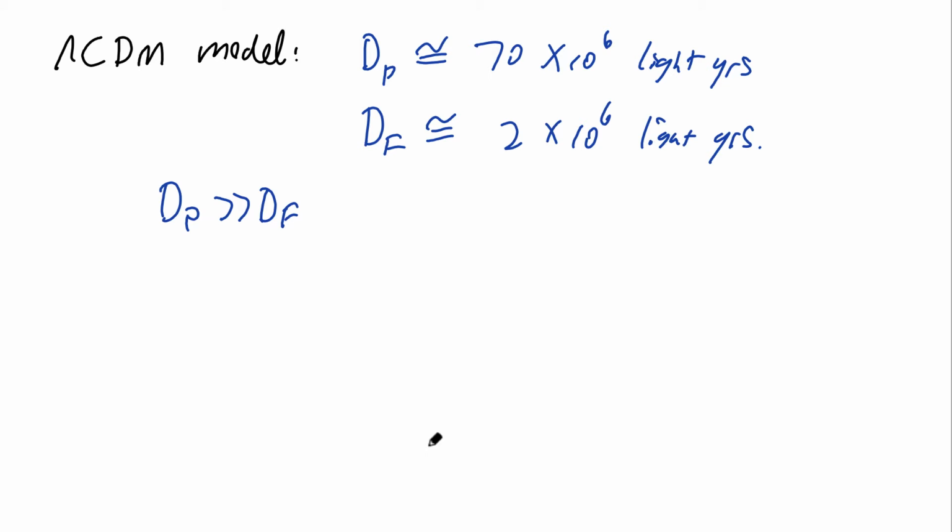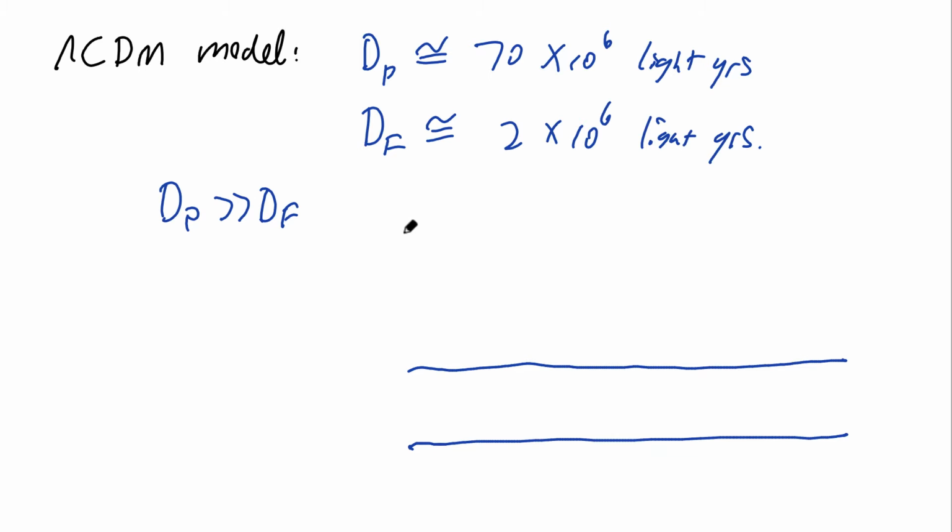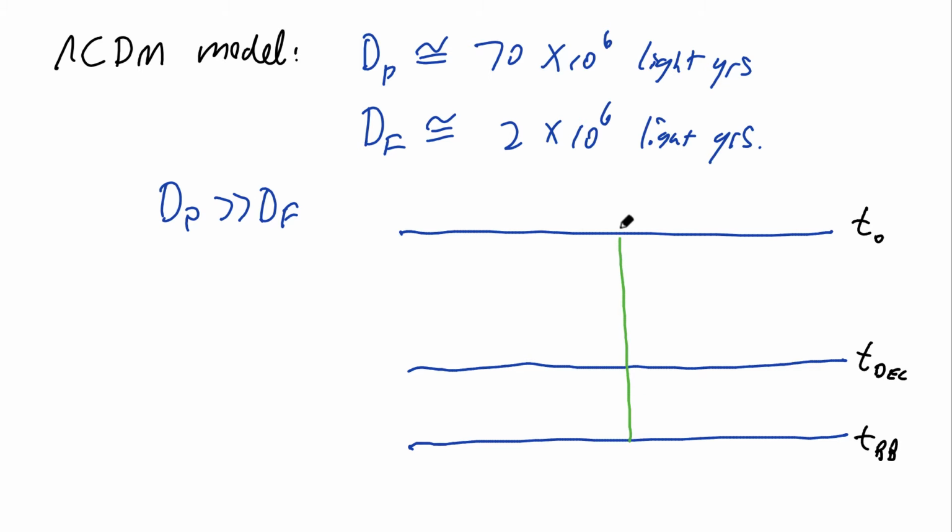Let's take a look at what this is telling us. So here's the Big Bang. Here's the time of decoupling, and here's now. So this is t0, t decoupling, and t Big Bang. Here's our world line. Here's the light that we see from the decoupling time that's released at the time of decoupling. And this distance from this event to this event is about 70 million light years.